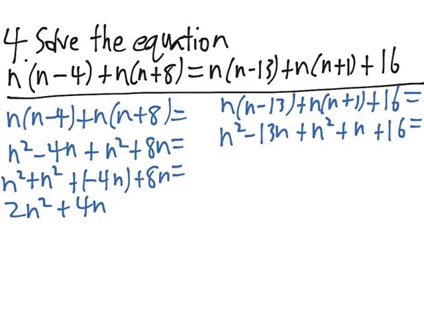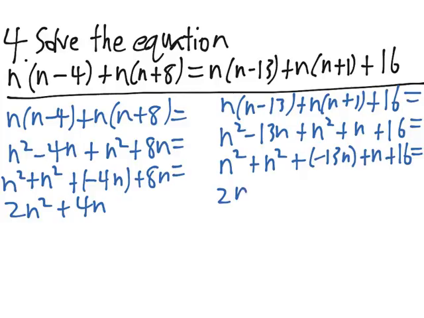Now, if we combine these terms, we'll get n squared plus n squared plus minus 13n plus n plus 16, which is equal to 2n squared minus 12n plus 16. So now what we have on the bottom of the left side and the bottom of the right side are equal. Notice how the term 2n squared appears on both sides of the equation.